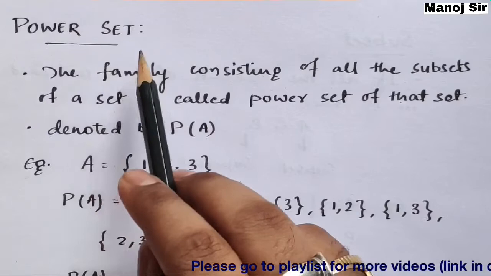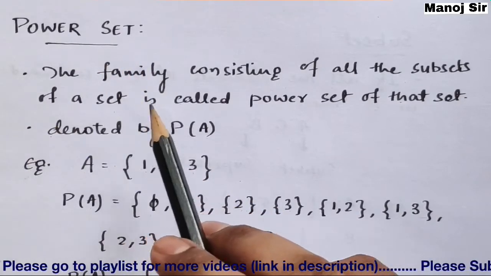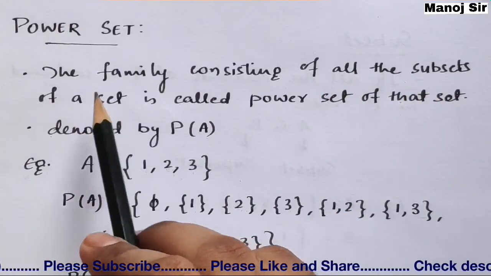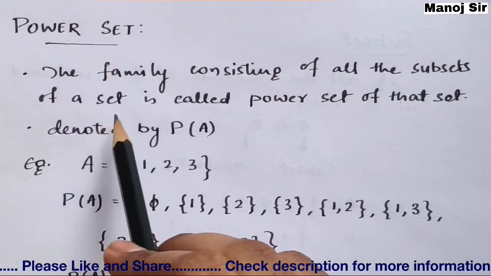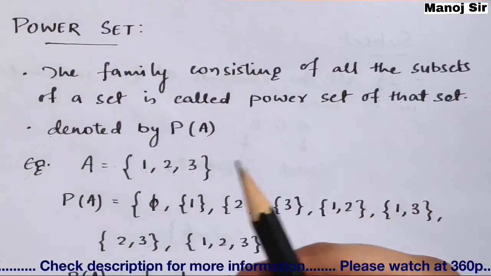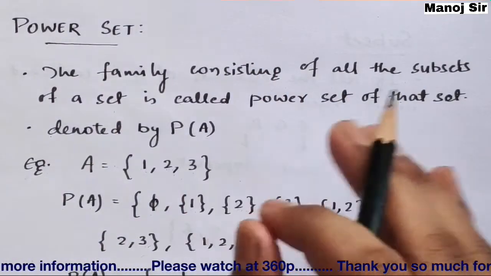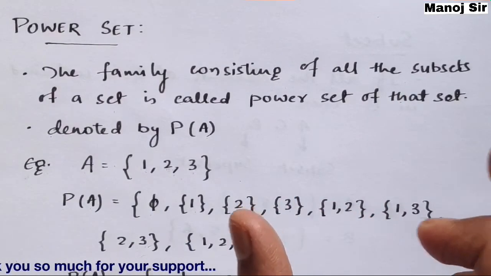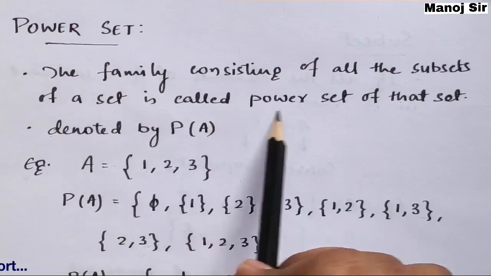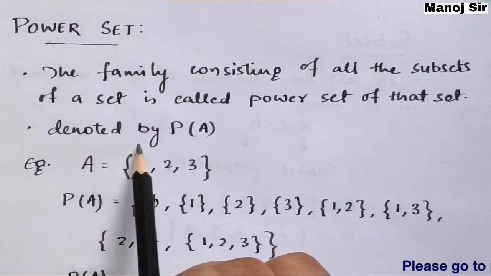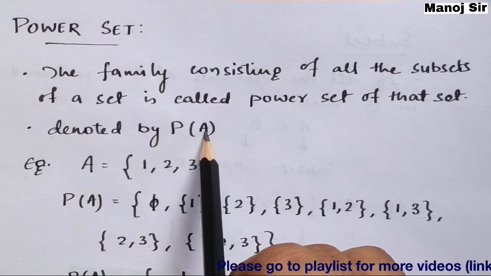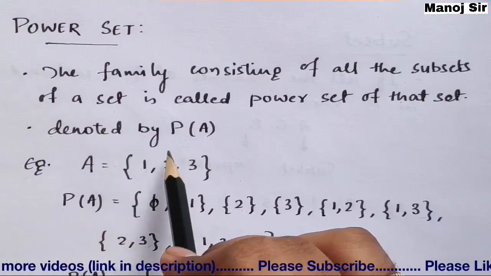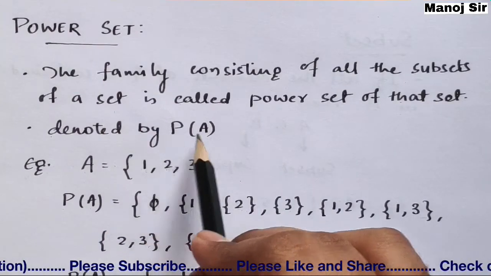So let us start with this topic, that is power set. What is a power set? The family consisting of all the subsets of any set. Let's suppose you are given a set and we need to find all the subsets of that set. The family consisting of all those subsets of that set is known as the power set of that set. It is denoted by P of A. If A is my set, then the family consisting of all the subsets of that set is known as the power set, and it is denoted by P of A.